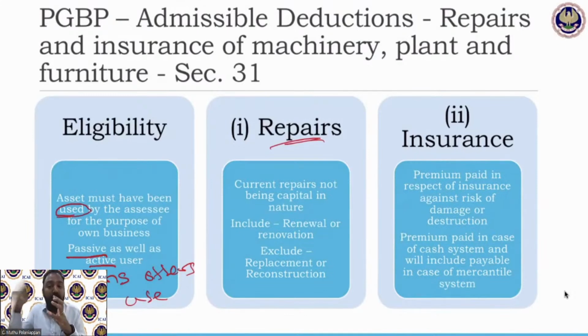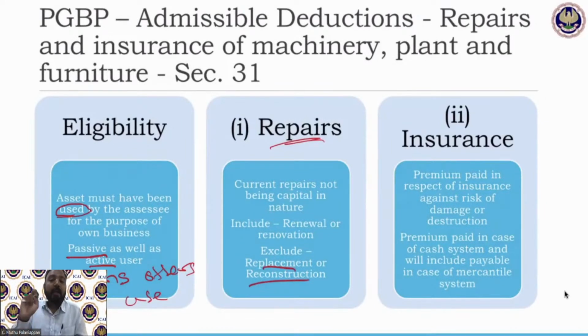Now I'm doing some changes to that machinery. Because of it, that machinery can manufacture 1,500 units per day, which means I'm expanding the capacity of the machinery. That is like replacement or reconstruction. That is not revenue. That is not revenue.